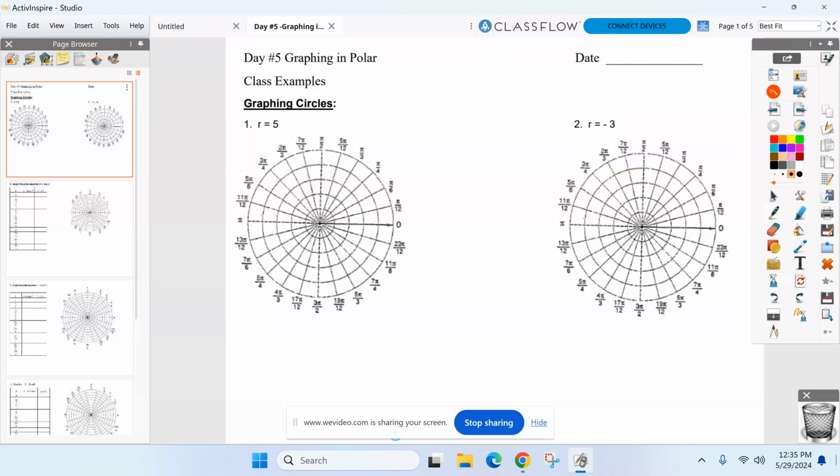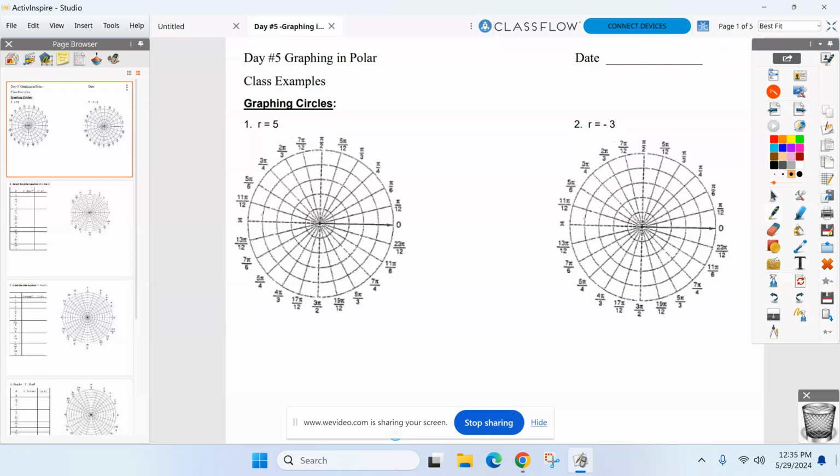So now you guys know how to graph points. Now let's put all these points together and start graphing some figures. I'm going to start with the very basic figures first, and then we'll increase in difficulty today. First, look at my first one I'm going to graph with you. It just says r equals 5.